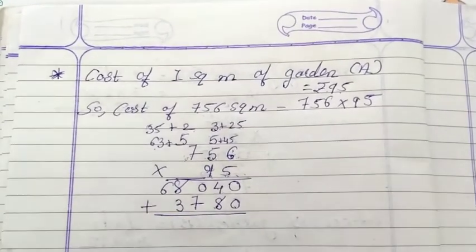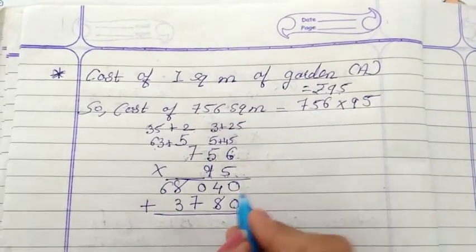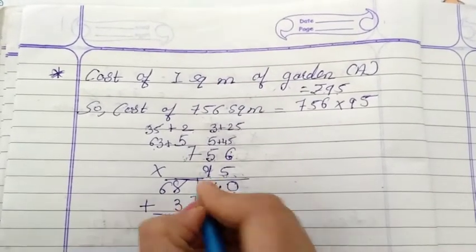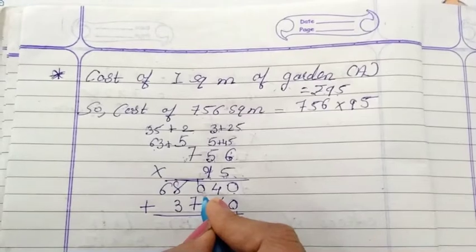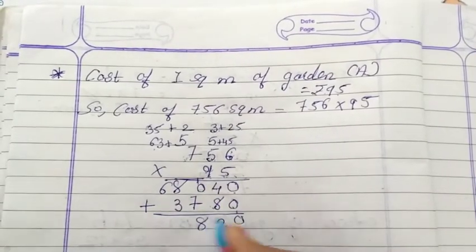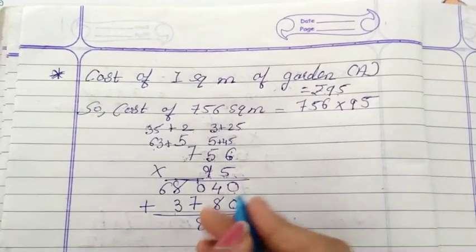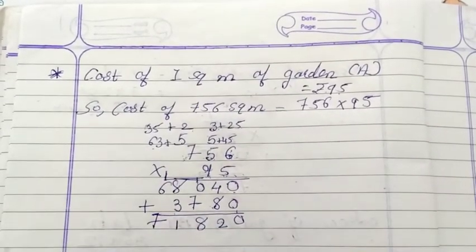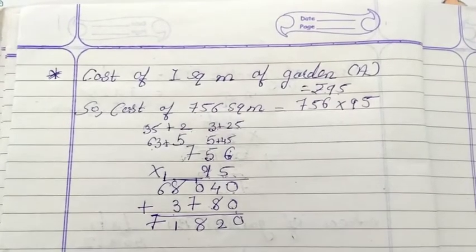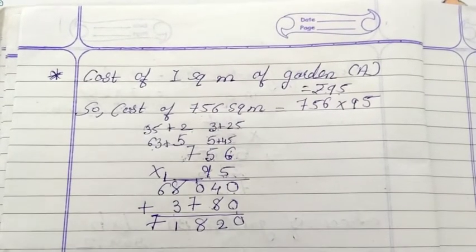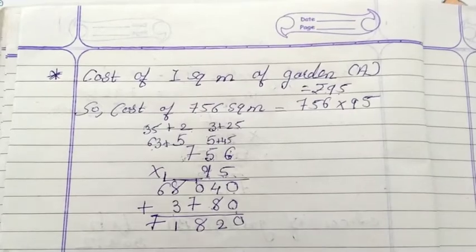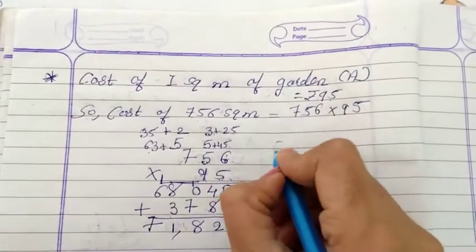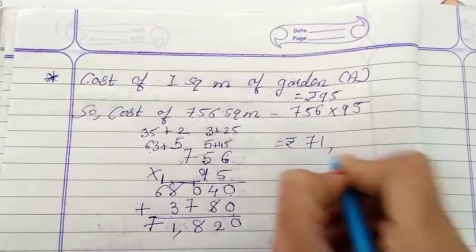Then what we will do? We will add both of them. 0 plus 0 0. 4 plus 8 12. 1 is carrying forward. 7 plus 0 0 plus 1 8. 8 plus 3 it's a 9 10 and 11. And 6 plus 1 7. So the cost of 756 square meter of garden A is rupees 71,820.